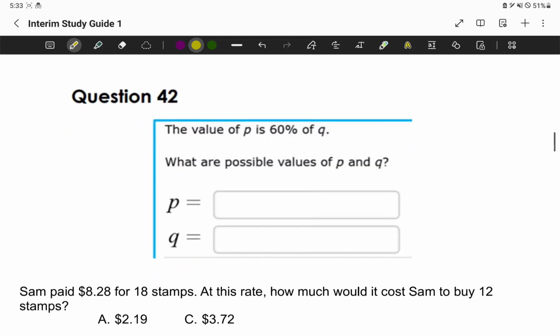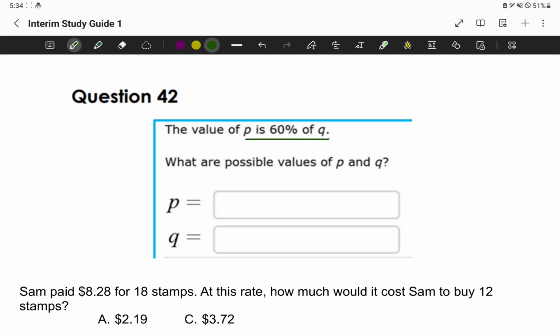Now, for our next question. This is a really simple question that a lot of people tend to get wrong. And there are so many answers to this question. There really is an infinite number of answers to this question. And some people try to get cute with it and everything. They just take the easy answer. P is 60% of Q.